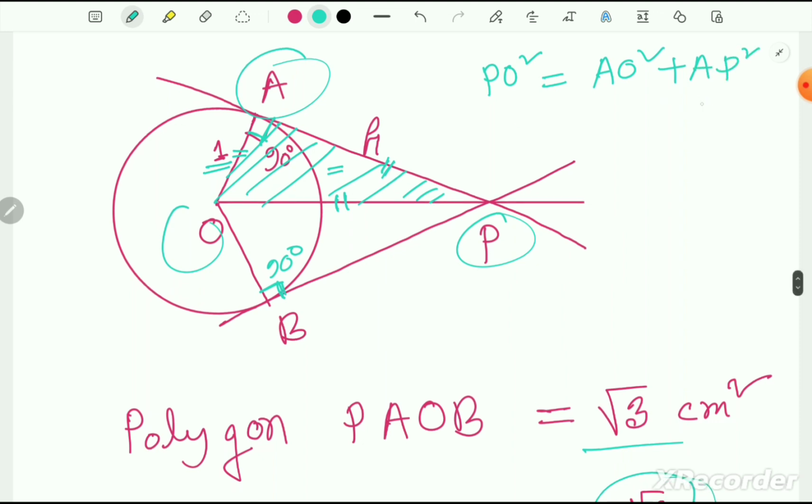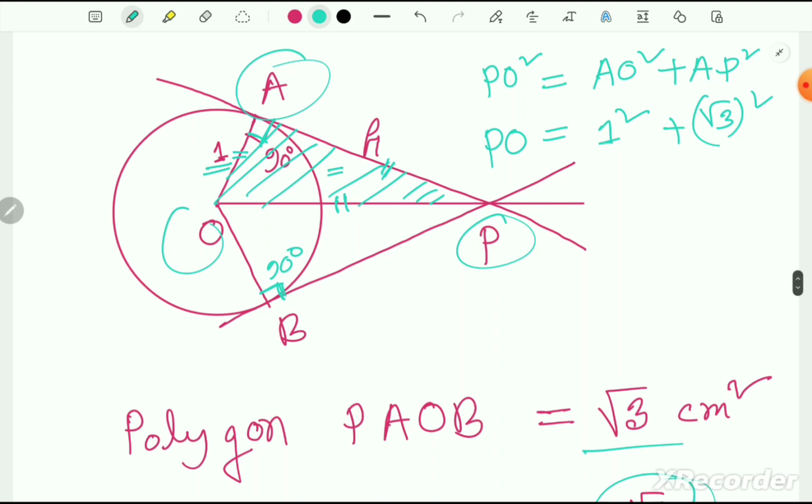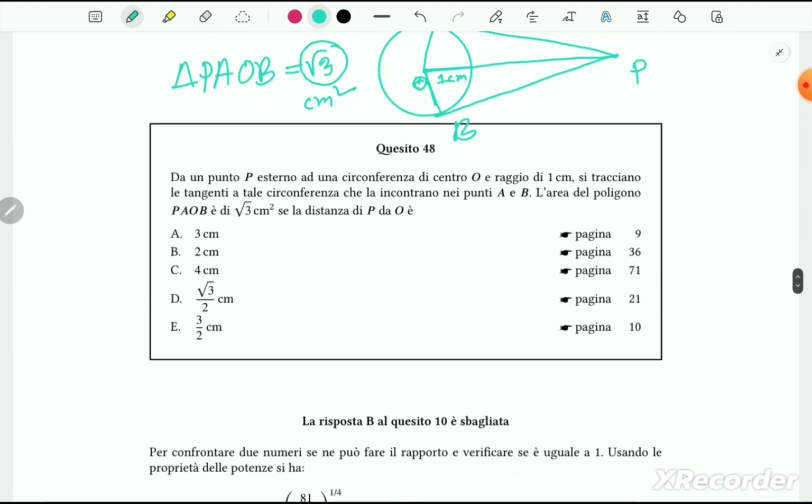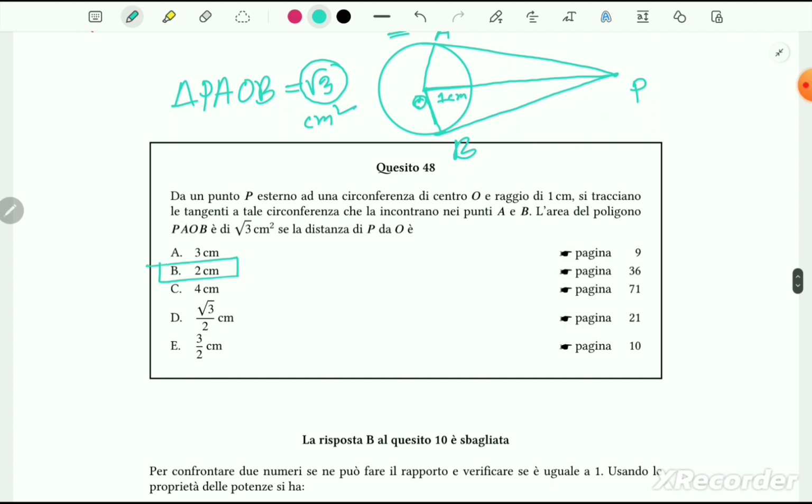So AP, which we got, is √3 square, plus AO is 1 centimeter square, and OP square. So OP equals PO equals square root 4. So 2. So we got the distance of OP is 2. So this is our answer, B.